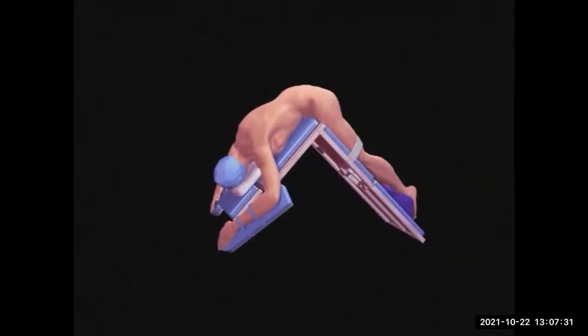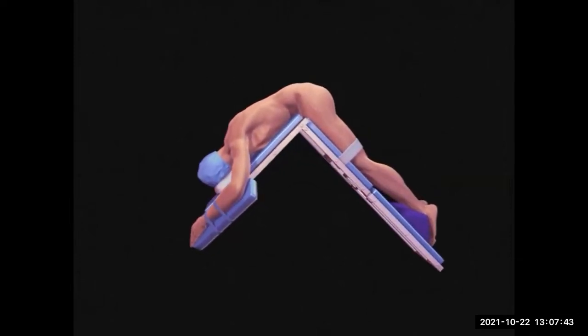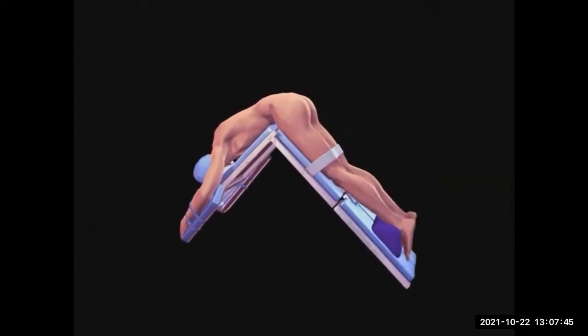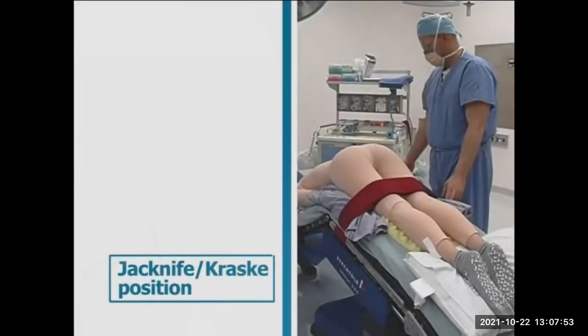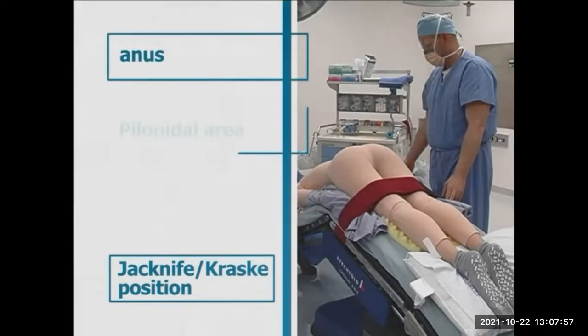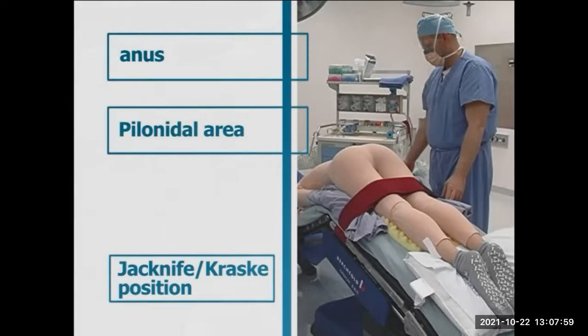This model represents the jackknife Kraske position. Bear in mind that padding on bony prominences is required for correct positioning. The Kraske jackknife position is a modification of the prone position. In it, the bed is flexed in the middle, with the head and feet pointing downwards. Body regions that may be accessed include the anus and pilonidal area.